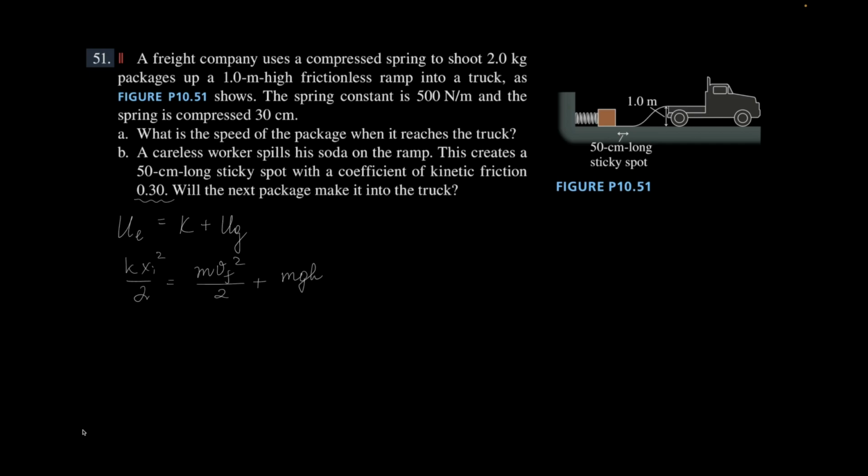We need to figure out the speed of the package when it reaches the truck, when there's no friction. That's pretty easy. So we have our 500 over 2 times 0.3 squared minus 2 times 9.8 times 1 equals 2 times v final squared over 2, very conveniently. So 250 times 0.09 minus 19.6 equals 2.9, and it equals v final squared. So then root of 2.9 gets me 1.7 meters per second.